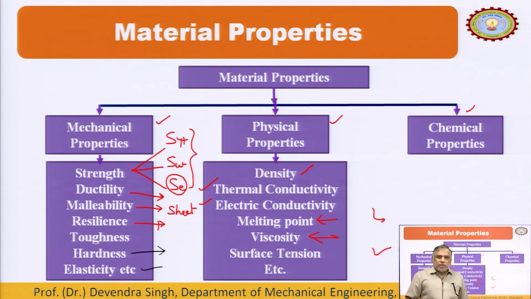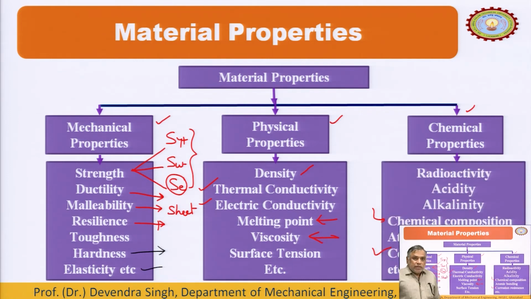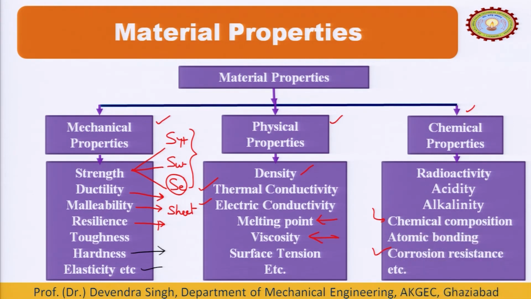Surface tension is another physical property which you can find applications in a number of cases, such as capillary action. Then there is radioactivity, which is something we use in our nuclear plants. Then acidity is another issue. If something is acidic, then the designer will select the material accordingly, like the example we have discussed earlier, alkalinity.